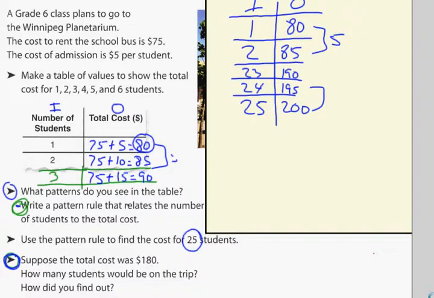Well, it doesn't really take too much work to figure out if you had $180, how many students would you have? Can you guess it? Well, it would be 4 students less than 25, right? 21. If you had 21 students, we can prove it here. 5 times 21 plus 75, it should equal 180. Well, let's do the math.